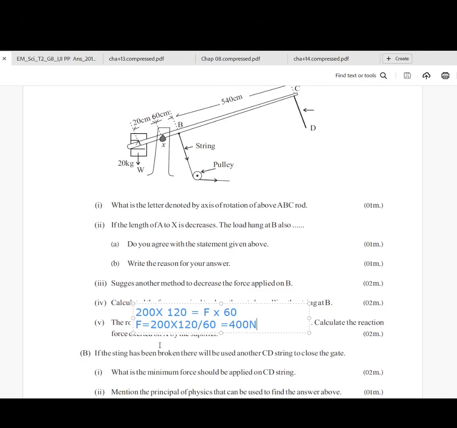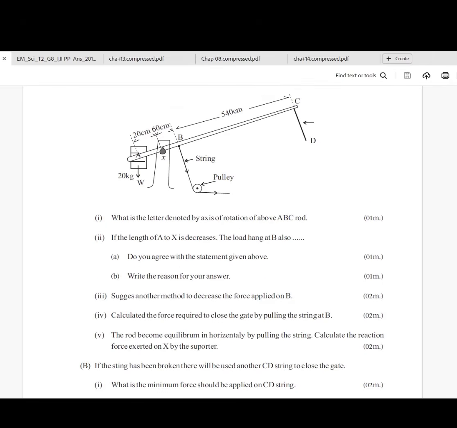The rod becomes horizontal in equilibrium by pulling the string. Calculate the reaction force exerted on X by the supporter. Reaction force equals 200 plus 400. When adding both forces together, we can find the reaction force as 600 Newton.